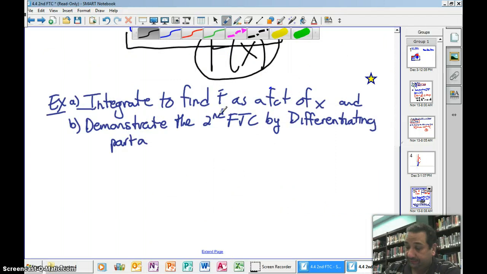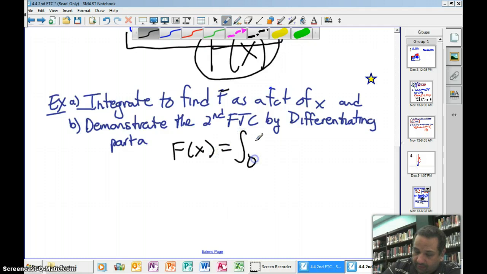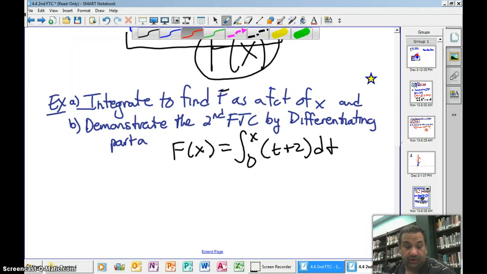Okay, integrate to find F as a function of x. Part A, we have to give you a function. So here's the original function: F of x equals the integral from 0 to x of t plus 2 dt. That's all given. I'll do the rest in red, what you would start doing.